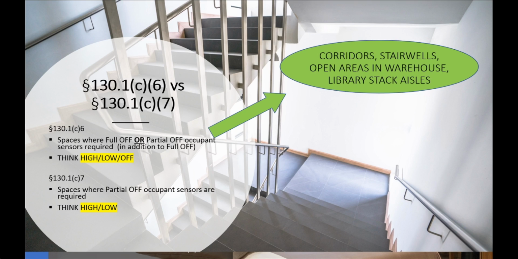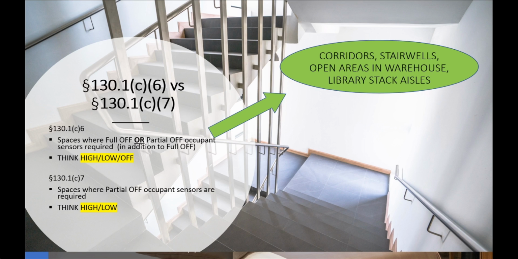For these areas, the sensors will do either a full off or they'll do a partial off when the space is vacant. When I say partial off, I'm referring to lighting power being reduced by at least 50%, whether you're switching every other light or if you're doing dimming, which is really the preferred way to do it. So dim the lights by at least 50% when nobody's there, and that is what is meant by partial off.